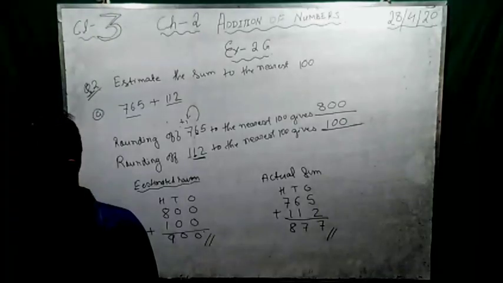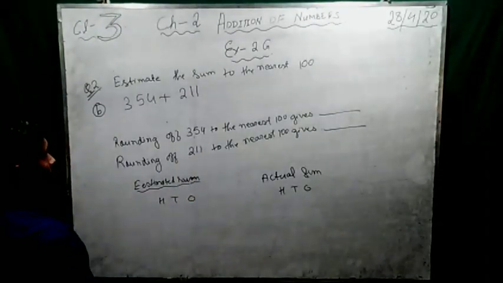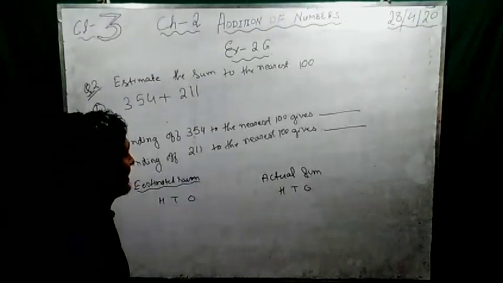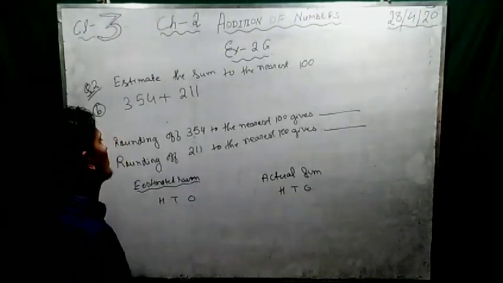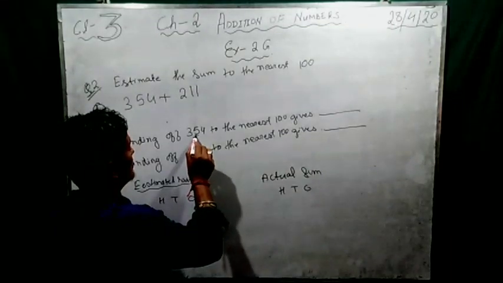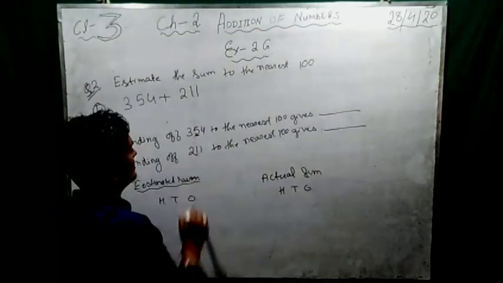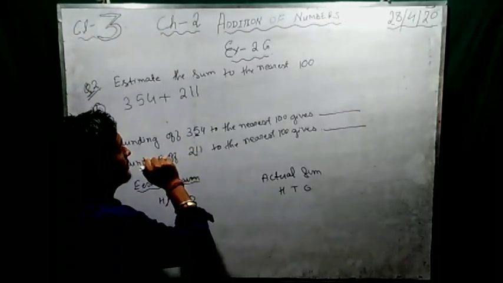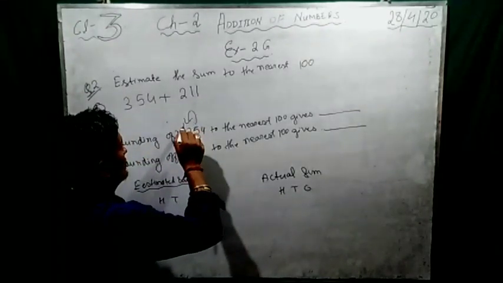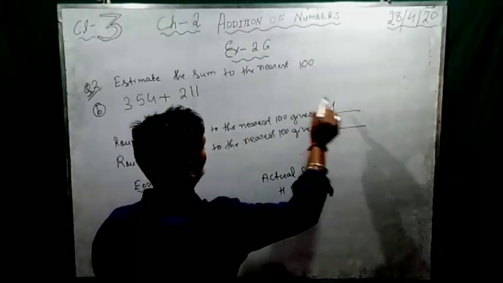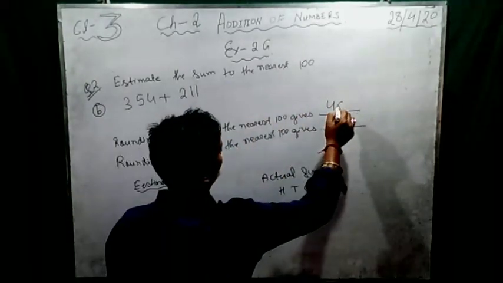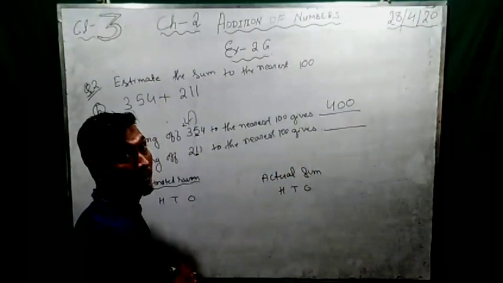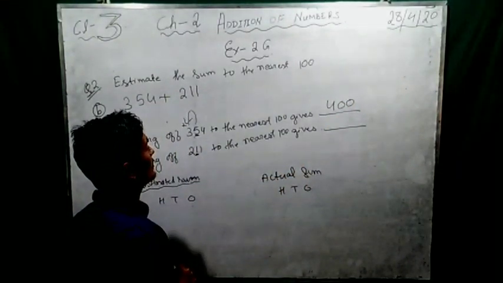Clear, children? Let's do one more question. So question number B, 354 plus 211. So round off these numbers. So see the tens place number. What is this? This is 5. What is this? This is 1. So what we have to do? Plus 1. Yes. 3 plus 1, 4. And in place of 5 and 4, 00. Then what is this? This is 1.